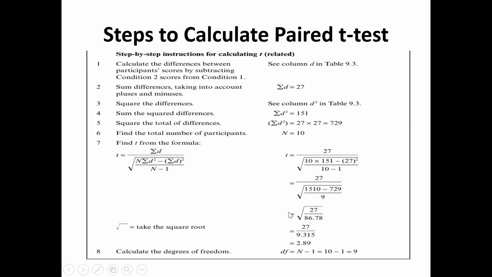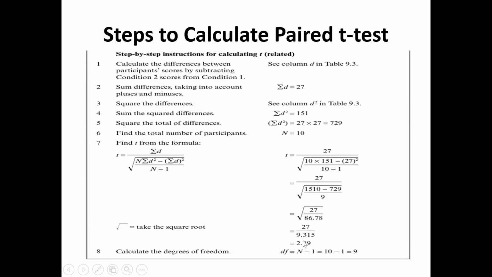Sorry, this table here is a bit faulty. The 27 should be above the square root. So when we divide, we find the square root of 86.78. The square root will give us 9.315. And then we divide 27 by the square root of 86.78. So we get 2.89. And that is our T.